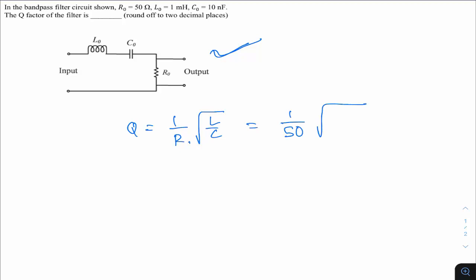So basically the notation R0, L0, C0 is used. So 1 by 50, L0 value is given 1 millihenry, so 1 into 10 power minus 3, and C value is 10 into 10 power minus 9. Take a calculator and simplify this, so this happens to be 6.32. So this answer is 6.32. So the quality factor of a series RLC circuit, by substituting the values, is 6.32.